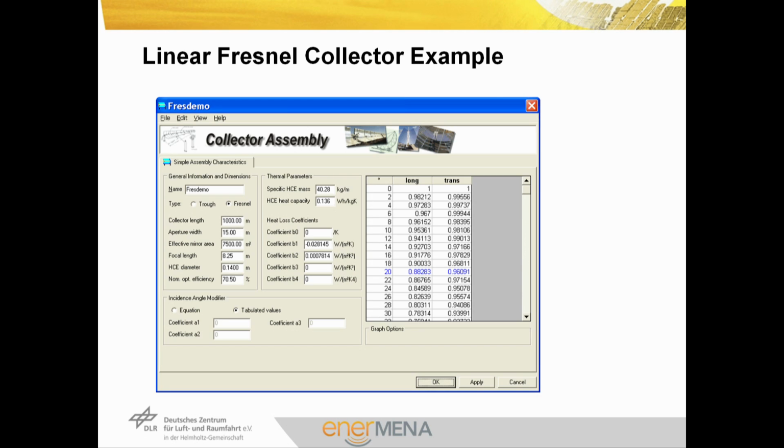a parabolic trough. This is a screenshot of the collector assembly input window for a linear Fresnel collector. It is quite similar to the parabolic trough, just the collector type is changed here and the incidence angle modifier is not given as an equation but as tabulated values. And these values are shown on the right hand side.